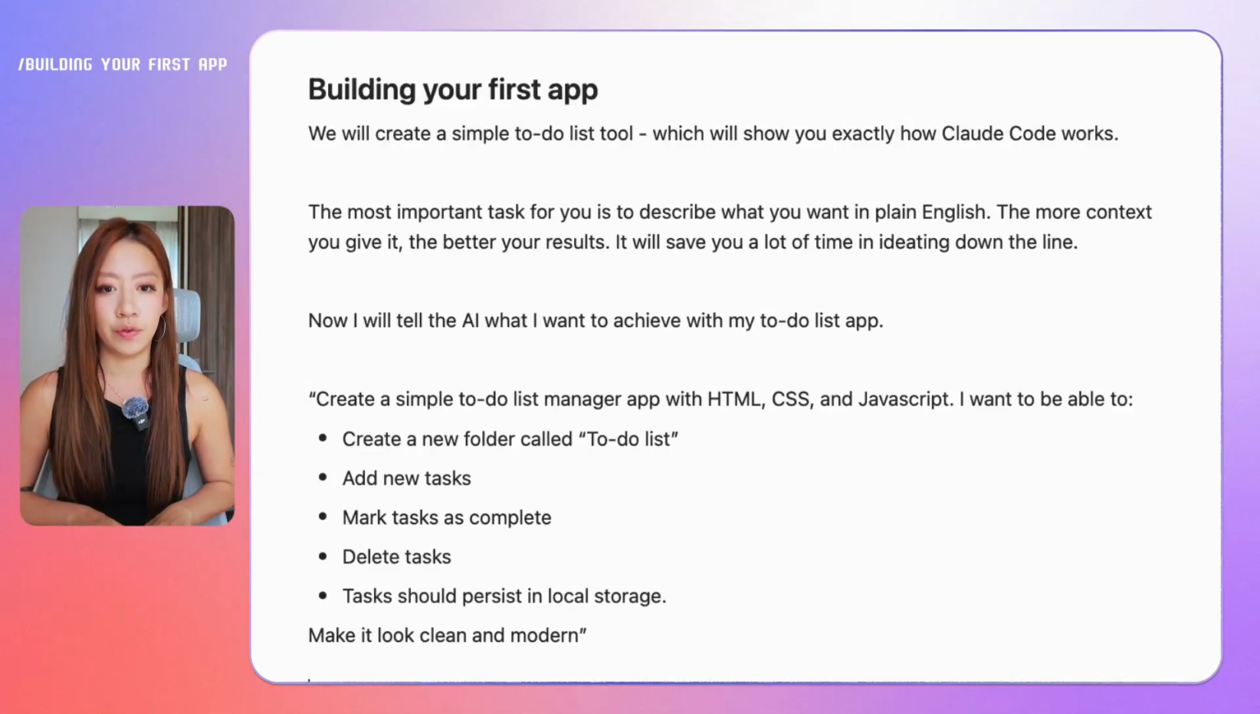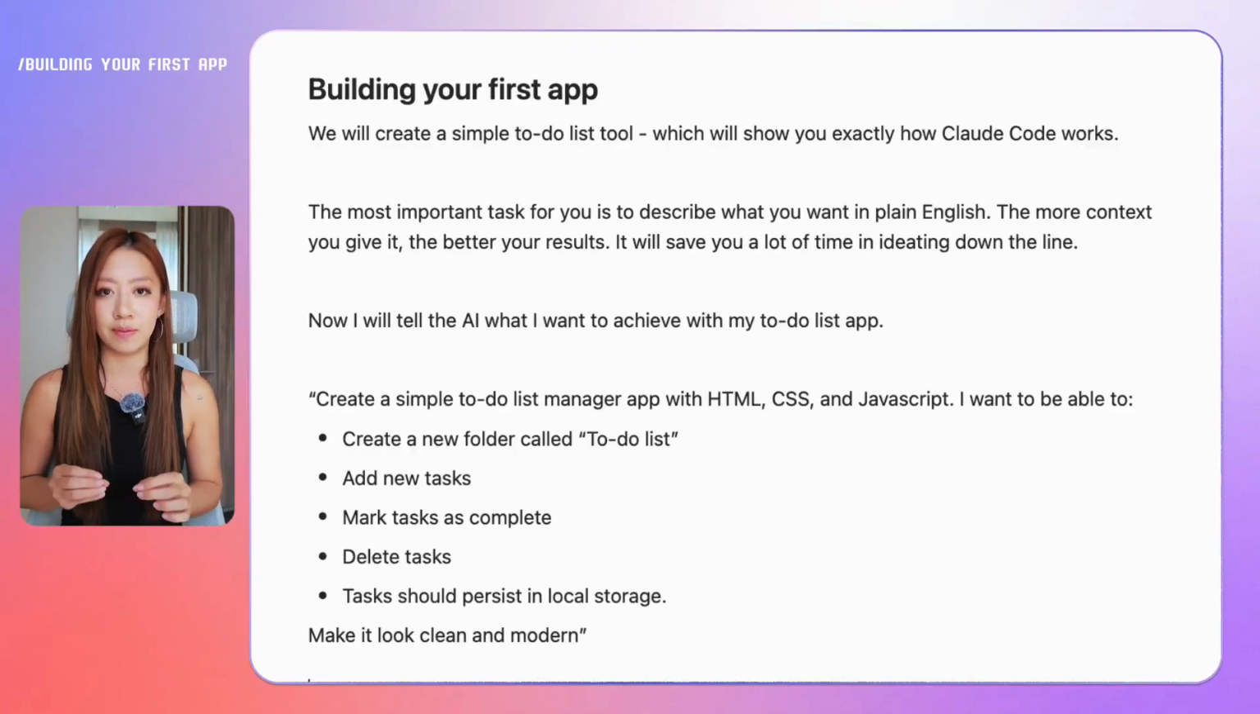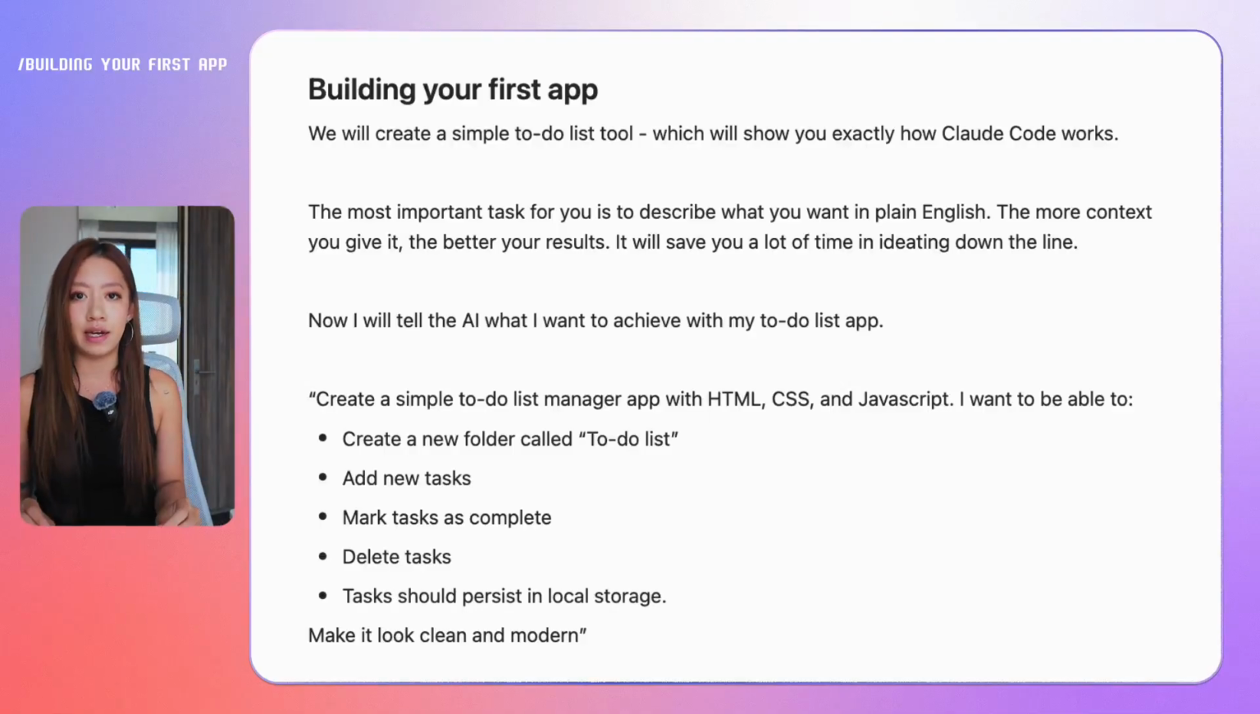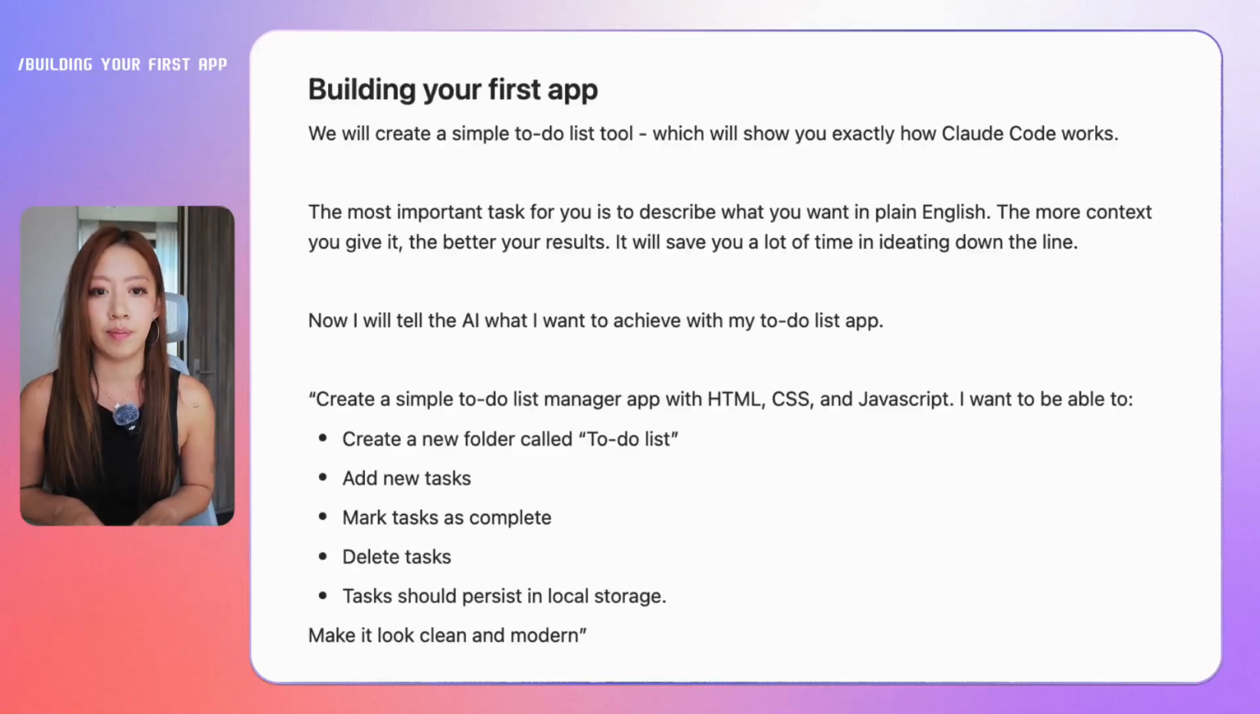The most important task for you in anything that you do is to describe your task and give as much context to the AI. The AI understands what to do, but normally if you give more context, the better your outcome. And also you should always use the English language when you talk to the AI. That's where the AI can understand your context, and the more context you give it, the better the results. It will save you a lot of time in ideating down the line.